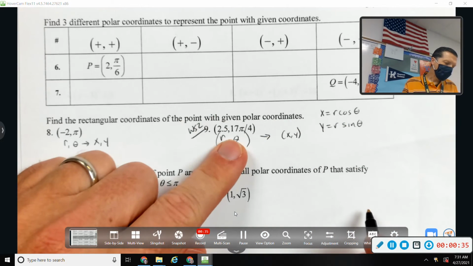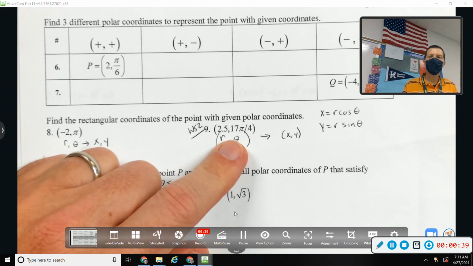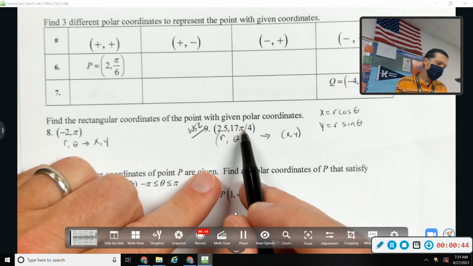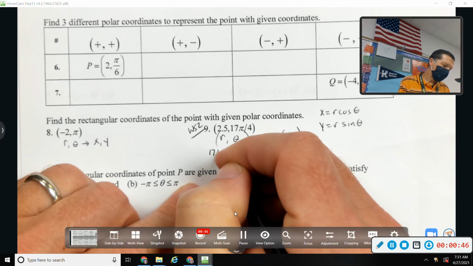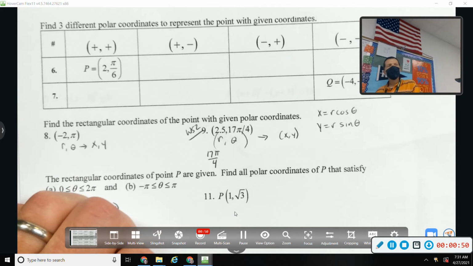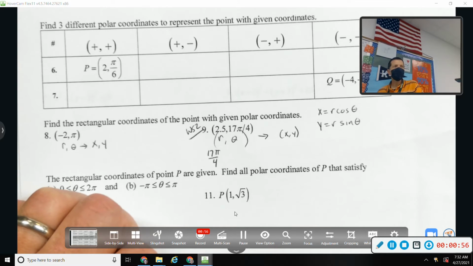All right, but 17 pi over 4, that's kind of weird. That doesn't feel like a unit circle value. Well, I mean, it kind of does because it's over 4. But 17 over 4 is really big. So what could I do to get that back to a coterminal angle that lands in the same spot? That's kind of repetitive. Coterminal means land in the same spot.